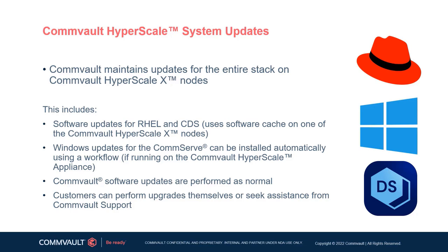The hyperscale nodes are placed in maintenance mode temporarily, while the updates are performed on the nodes sequentially. This process is fully documented on the Commvault documentation website. Updates can be performed by customers if they are competent to do so, or with support assistance by opening a support case.